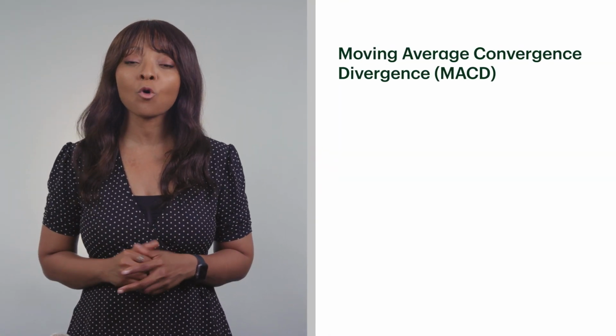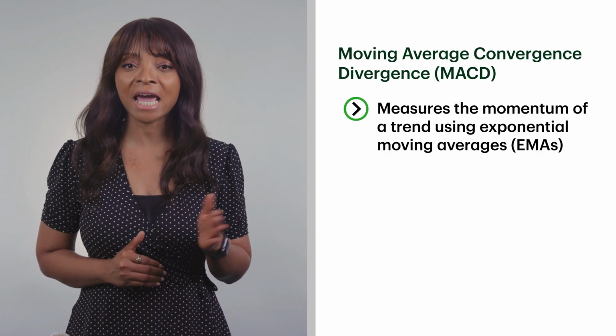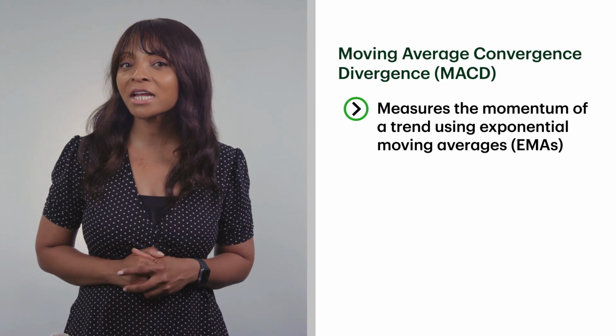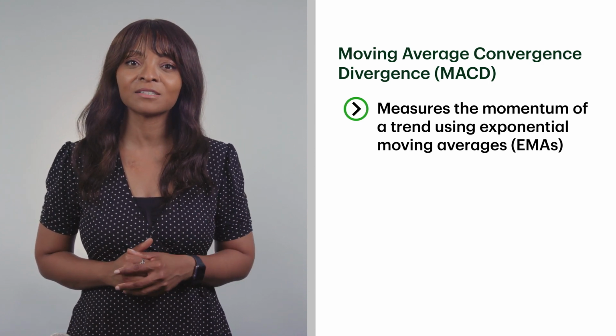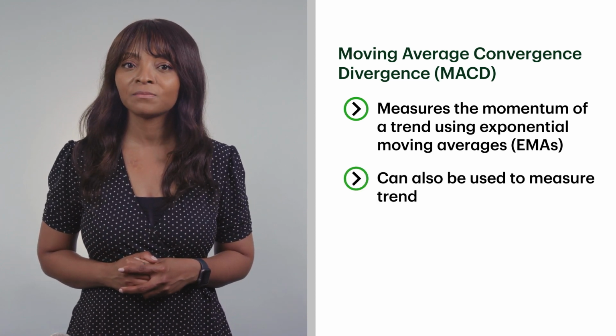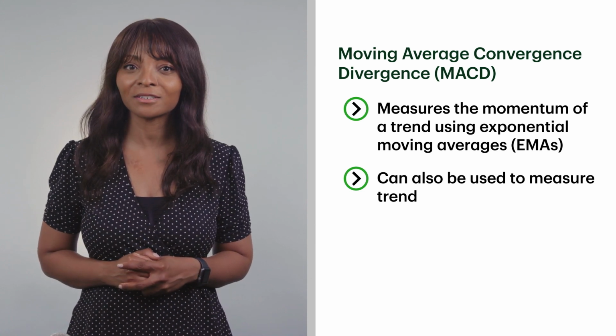The Moving Average Convergence Divergence Indicator, or MACD for short, measures the momentum of a trend using exponential moving averages, or EMAs, a trend indicator covered in our last lesson. For this reason, the MACD can also be used to measure trend. And as a lower indicator, it has its own chart below the stock chart.